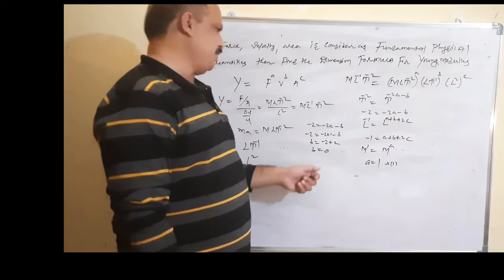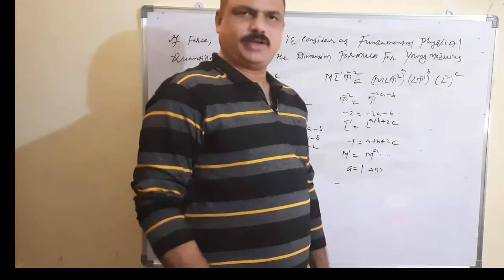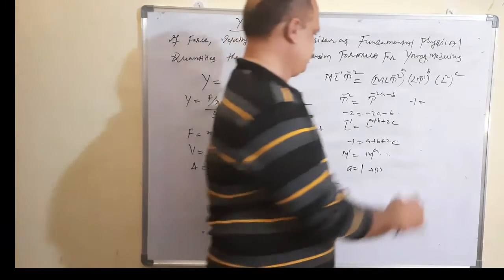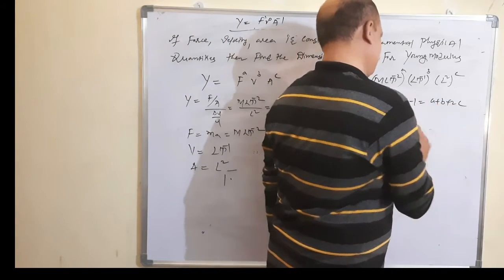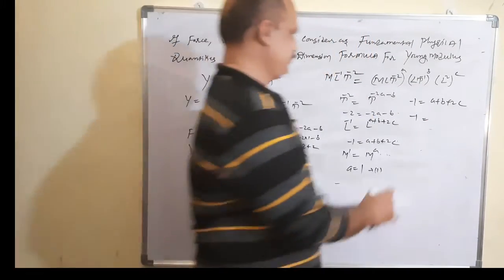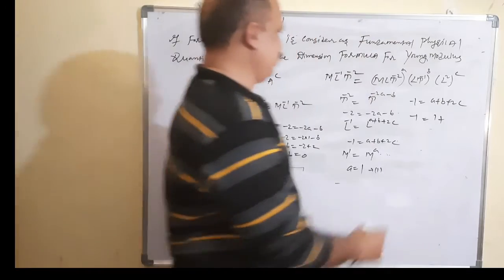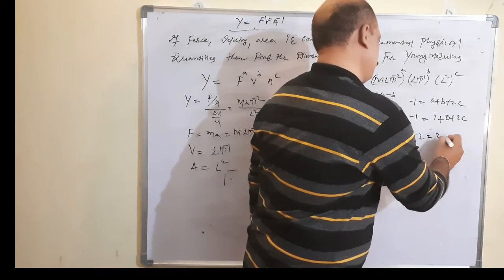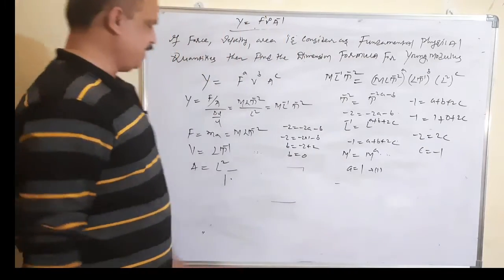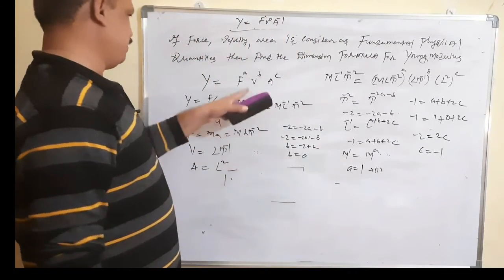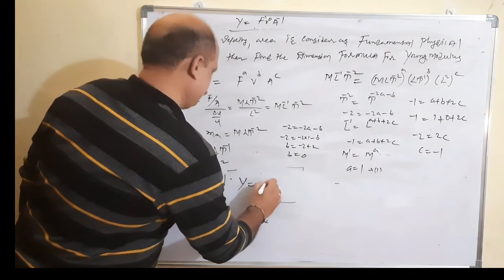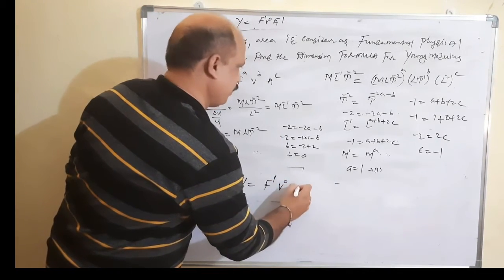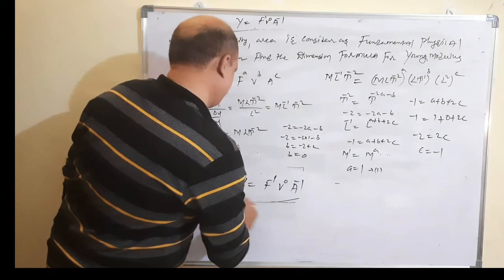Now substitute a value, b value in this equation. Now let us find out the value of c. Here minus 1 is equal to, equate L powers, a plus b plus 2c. Minus 1 is equal to 1 plus 0 plus 2c. So bring this one to this side. Minus 2 is equal to 2c. So c is equal to minus 1. And substitute all these values in this equation. Now Y is equal to F power 1, V power 0, A power minus 1. This is the correct option.